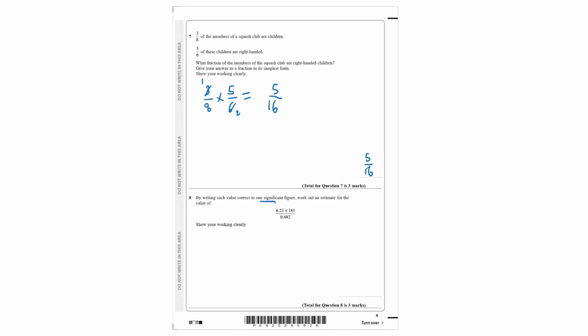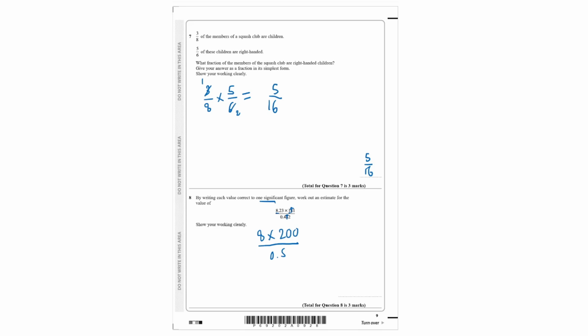So we can see that 8.23 can just be written as 8. And 181 to one significant figure means we round up to 200. And again here, since 8 is here, we can round this up to 0.5.